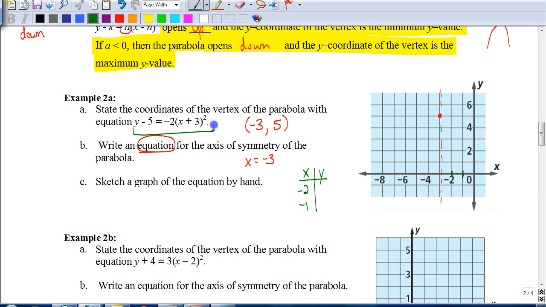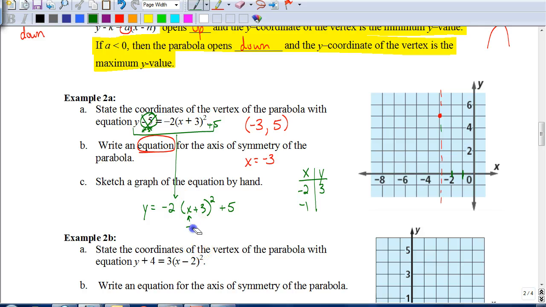Now, we are going to be using this equation, but I don't want to forget about this minus 5, so I'm going to add that to both sides. That way I have all my work on one side of the equal sign. It's going to be negative 2 times (x plus 3) squared, and then plus 5. So I'm going to start by putting negative 2 in here for x. Now negative 2 plus 3 is 1. When you square 1, you get 1. Times negative 2 gives me negative 2. But then we add the 5. Negative 2 plus 5 gives me 3.